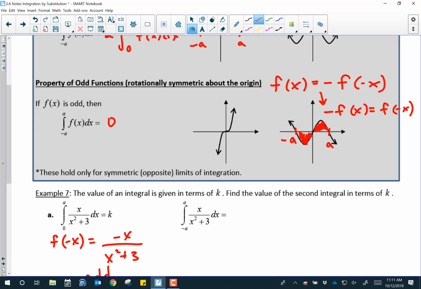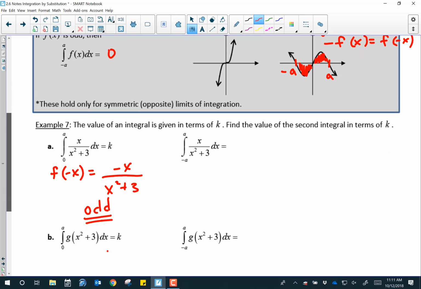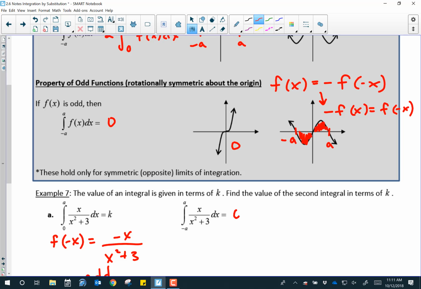Right? If I move that negative over, whichever statement makes more sense to you. Okay, so then the integral from negative a to a is 0. Beautiful. Okay. All right, next one.